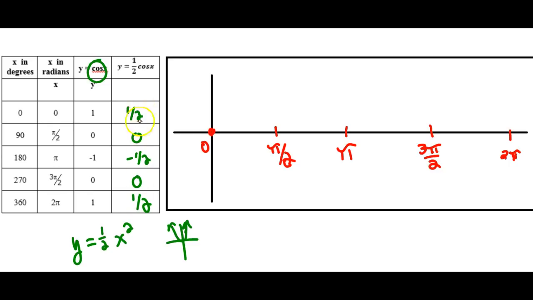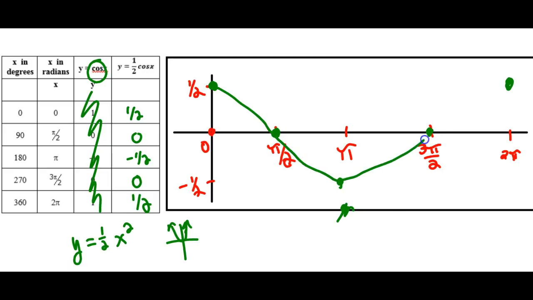Now this time, notice our numbers are bouncing not between negative 1 and 1, but between negative 1/2 and positive 1/2. But everything else looks the same. At 0, we're at 1/2. And then we go to pi over 2 at 0. At pi, we're right here at negative 1/2. Then back up to 0. And then at 2 pi we're at positive 1/2 here.